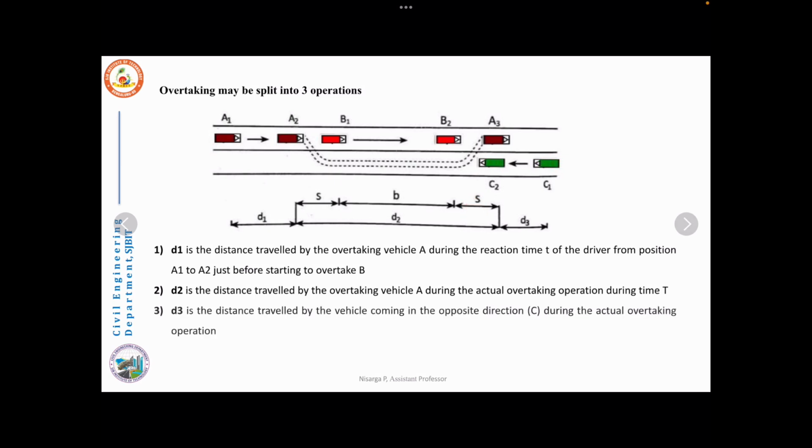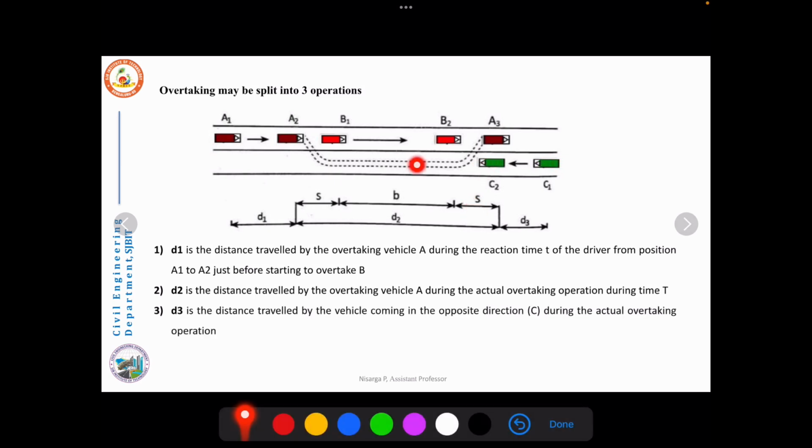And during this overtaking operation, the vehicles in the opposite direction will move a certain distance. The distance traveled by the vehicle in the opposite direction during the overtaking operation is determined as the distance D3. So now let us see. For the two-way lane, the total overtaking distance will be D1 plus D2 plus D3 in meters.